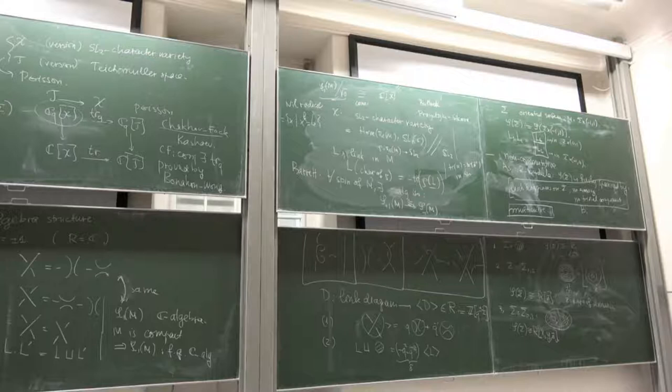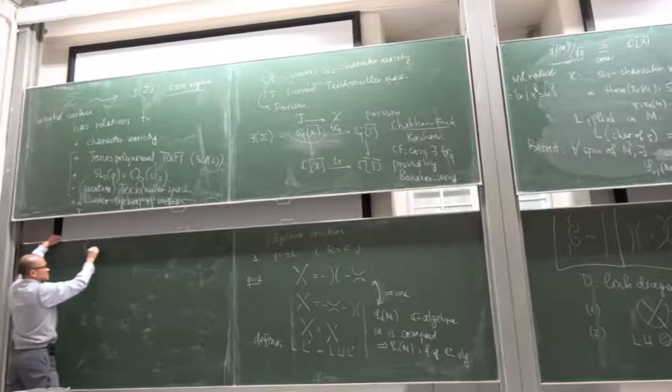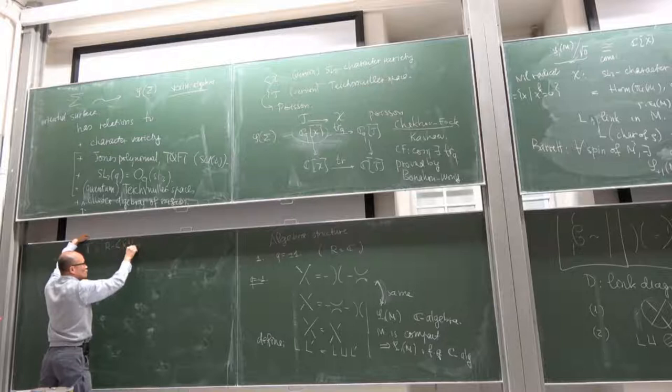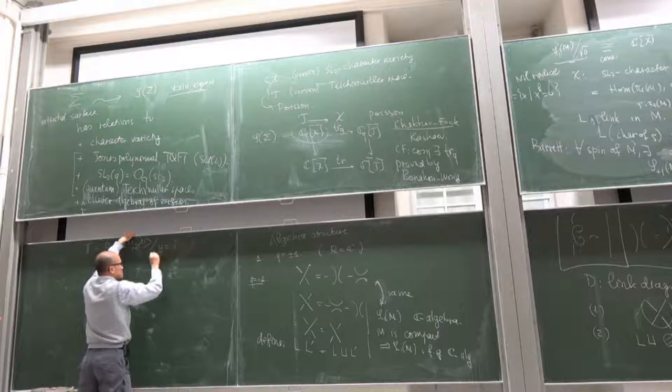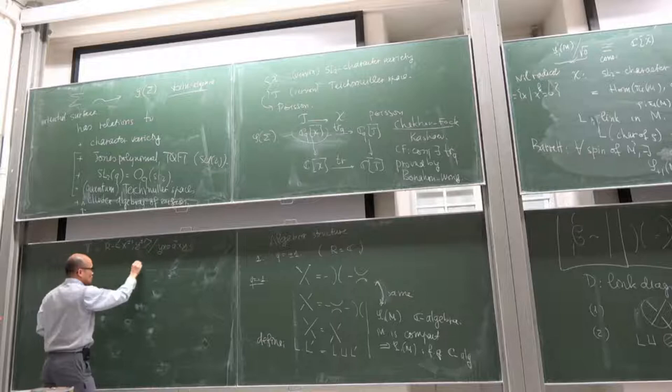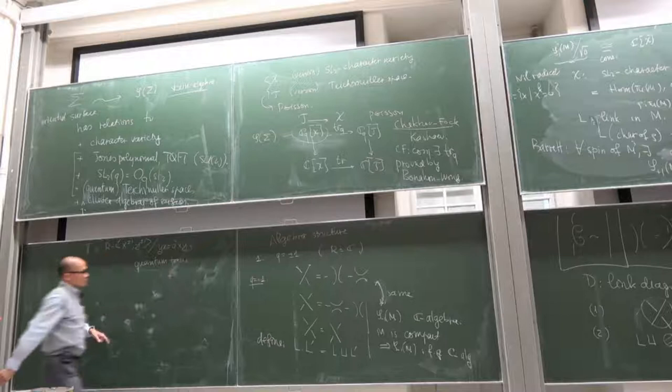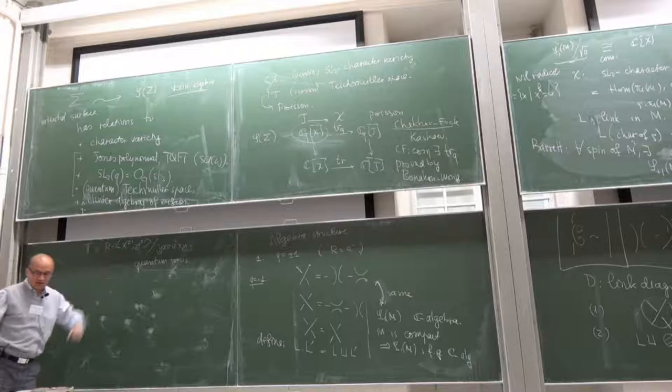So let me first recall that the quantum torus T is generated by two elements, x plus minus 1, y plus minus 1, and then yx is equal to q squared xy. Okay, so this is called a quantum torus. Well, this is a quantum torus generated by two elements. Later, we encounter quantum tori generated by many elements.